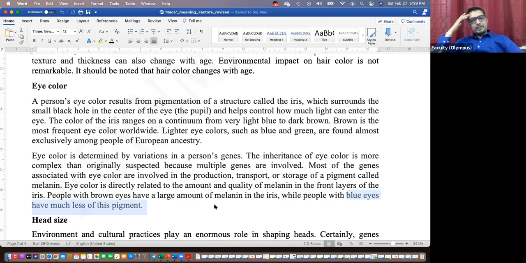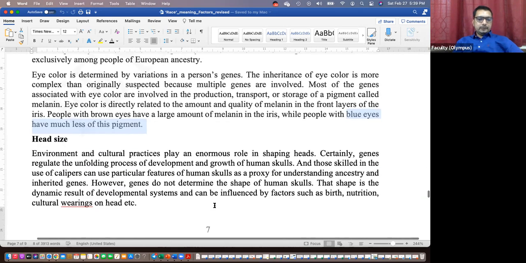So here the expression is different. There seem to be not much of an environmental factor here again. Expression of genes seems to vary. That's about eye color. Next, head size.